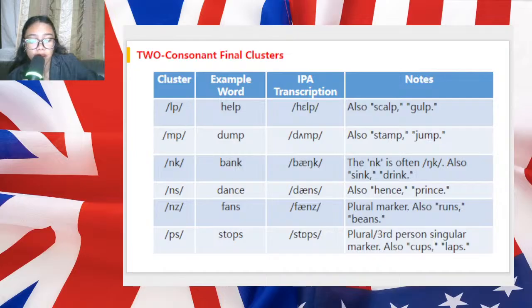So we have other examples here, cups and laps. So let's try to say those three words. Starting with stops, say stops. Okay, again, stops. All right. Next is cups. Again, cups. And lastly, laps. Again, laps. Okay. So those are the first few two consonant final clusters, okay?